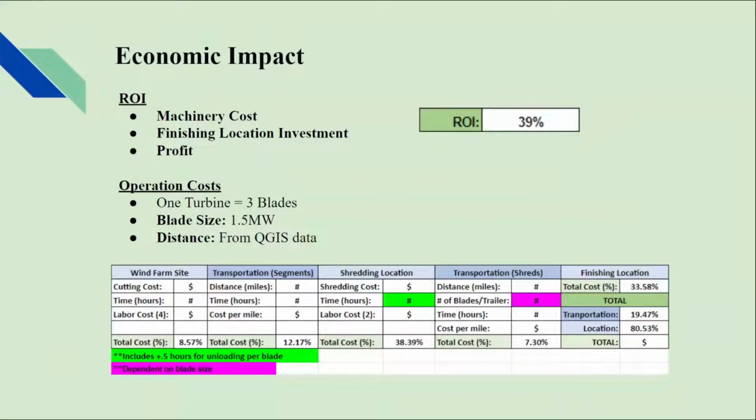Next, we calculated an ROI of 39%, which includes the initial buying of the machines for cutting and shredding blades, the investment cost for the finishing facility, and profit. Operation cost was then calculated using a 1.5 megawatt turbine equaling 3 blades and using the average distance from the QGIS data. The table above represents where the costs are being allocated between location and transportation, with 19.47% of costs being in transportation and 80.53% at location.